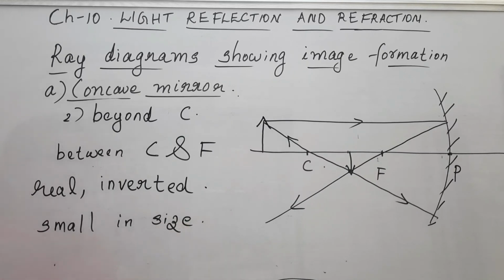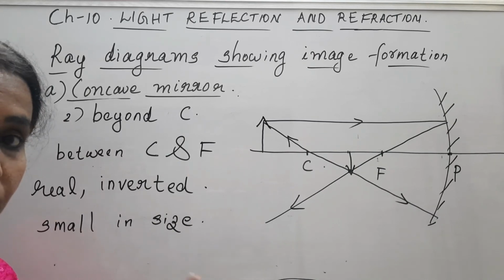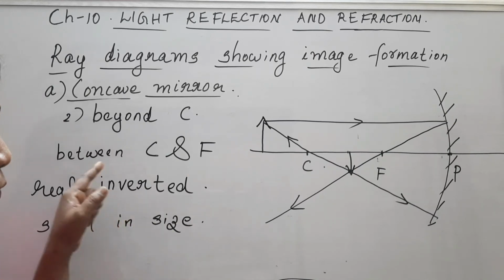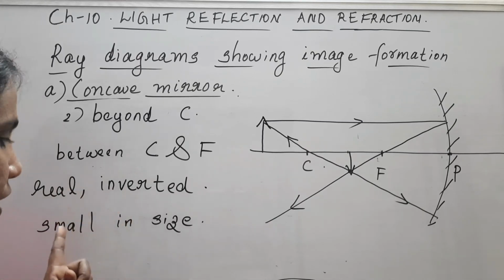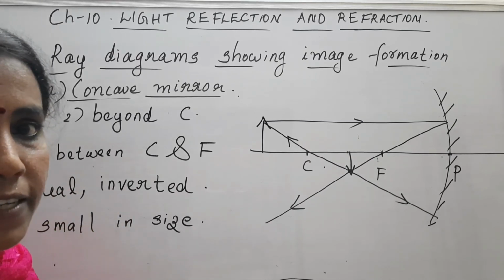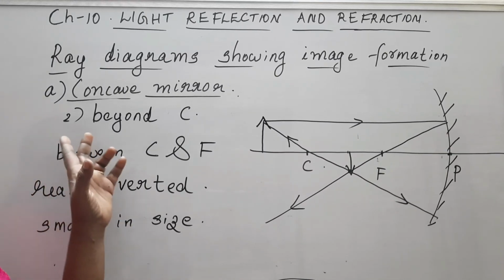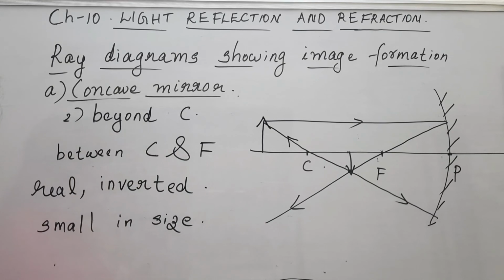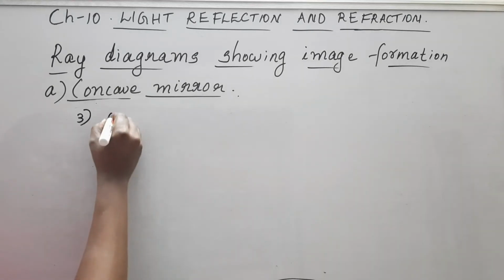So these are the three things we can say about the image formed when the object is kept beyond C. The image is formed between C and F. The image formed is real and inverted, and the image formed is small in size. So that is the second case, when the object lies beyond C. Now one more case we will discuss today, when the object lies at C.